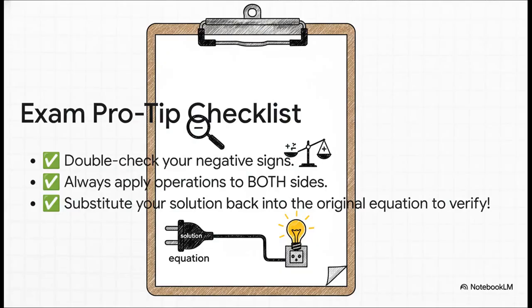Okay, so here's your final checklist. 1. Always double-check your negative signs. 2. Always keep the equation balanced. And 3. This is a fantastic habit. Once you find a solution, plug it back into the original equation. If it works, you know for sure you nailed it. It's the ultimate self-checking trick.